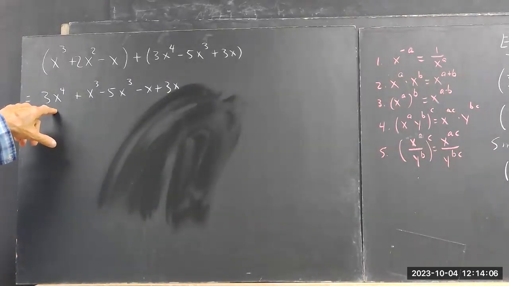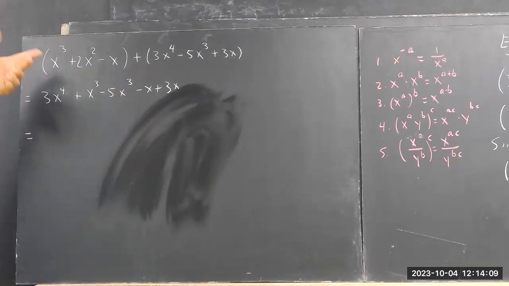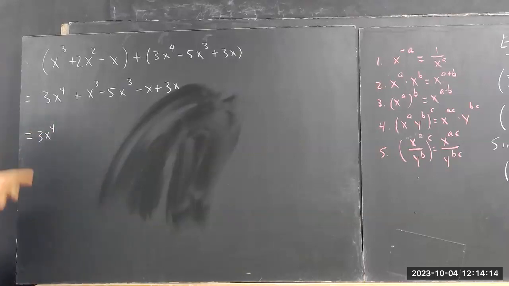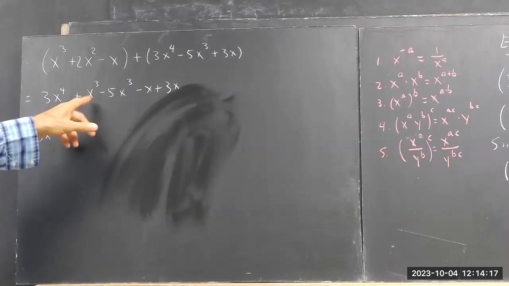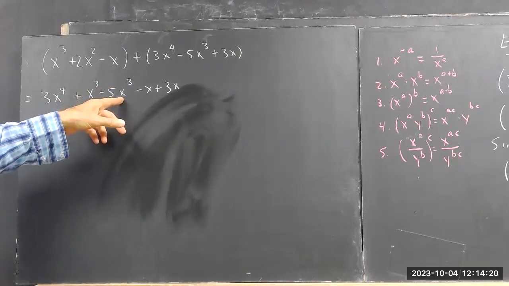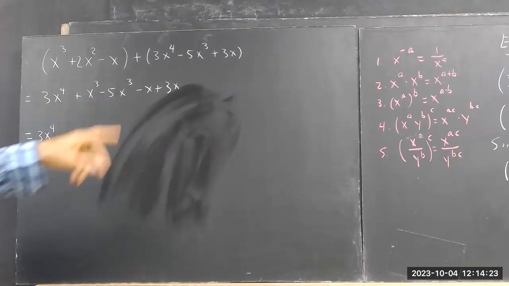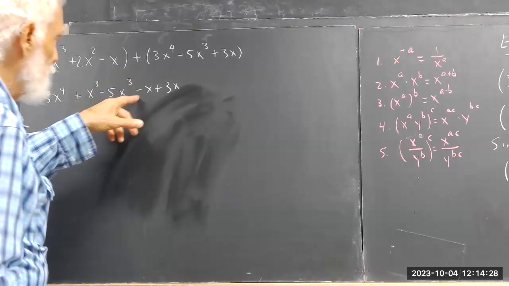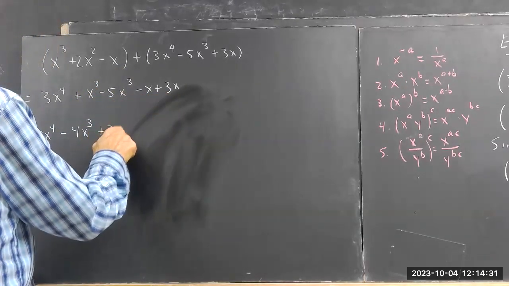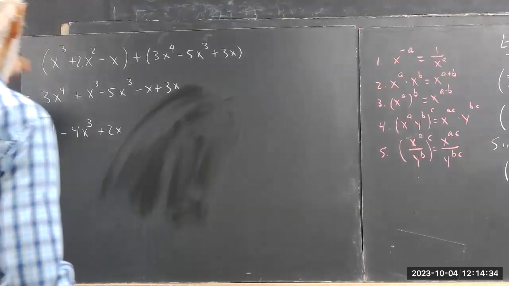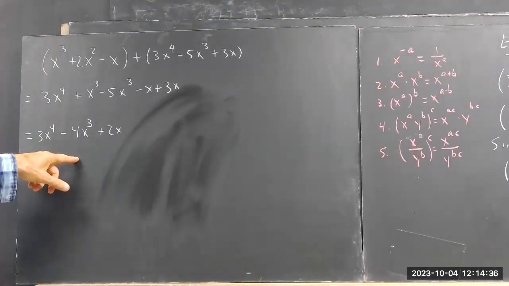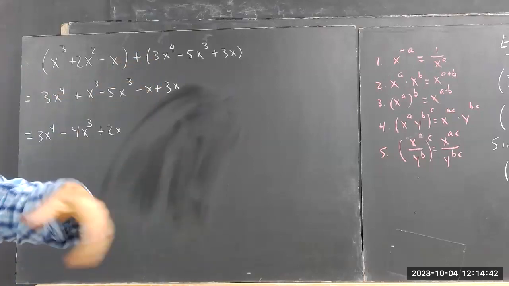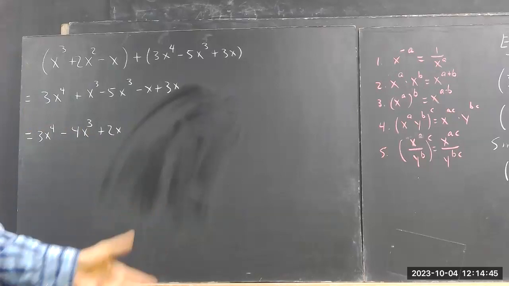Well, 3x to the 4th doesn't add to any of these because x is raised to the 4th power, and none of these are. None of these have an x to the 4th, so we just have 3x to the 4th. But we do have x cubed and a minus 5x cubed. So that's a 1x cubed and a minus 5x cubed. That gives us minus 4x cubed. And then we have minus x plus 3x, which is plus 2x. So when we add these, this is what we get. So you can use this as an example. You might want to go back over my explanation, or you might refer to the explanations you see in Open Math.